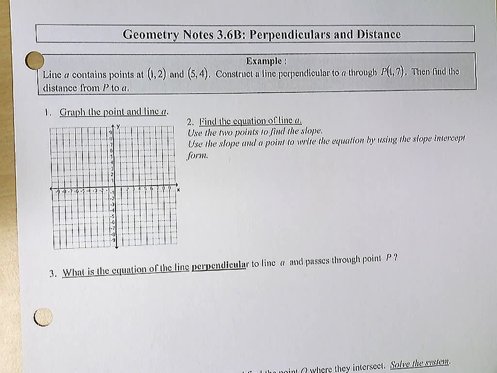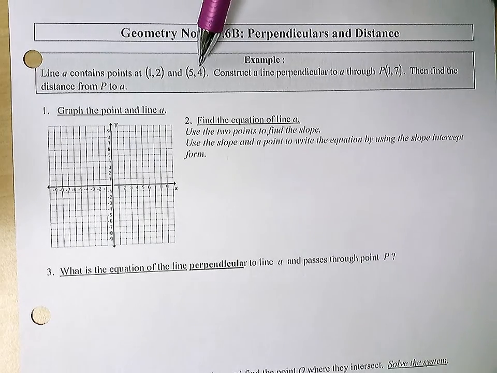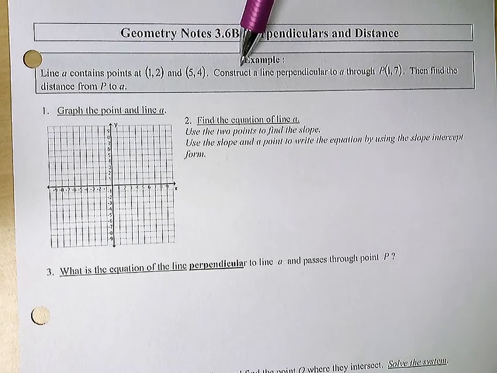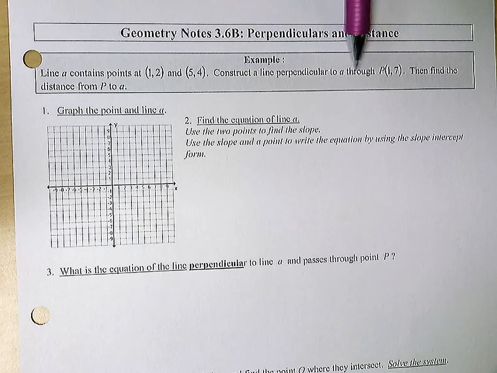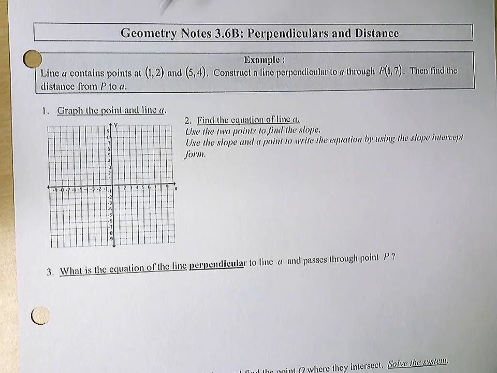Okay, so just a line and a point on your graph. So we have line A. Instead of line L and M, we have line A containing these 2 points here. We want to construct a line perpendicular to A through P, then find the distance from P to A.